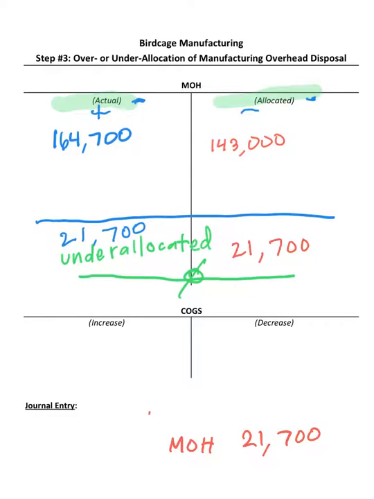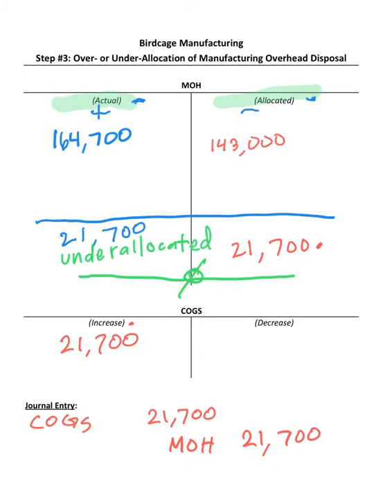But what do we debit? When we take manufacturing overhead to 0, the adjustment account on the other side of the entry is always cost of goods sold. So in this entry, we would credit manufacturing overhead, taking it to 0, and we would debit cost of goods sold by $21,700, which would be increasing the cost of goods sold to compensate for the underallocation of overhead during the period.